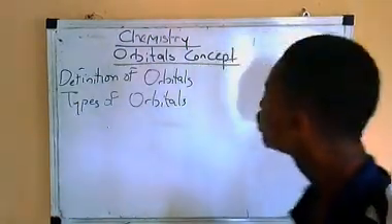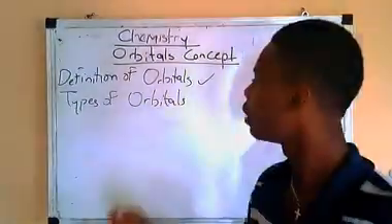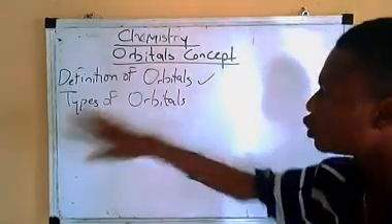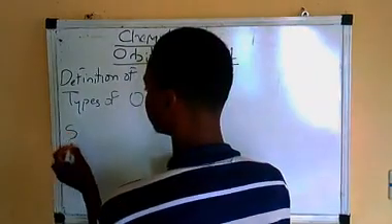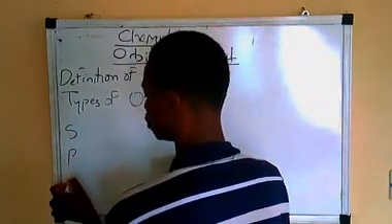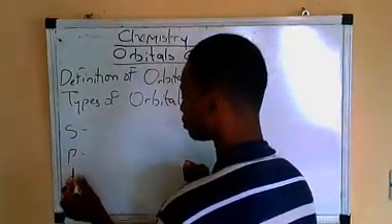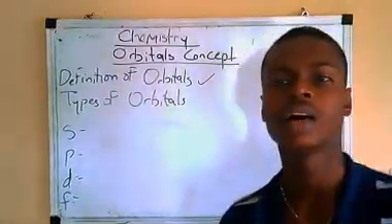Now let's go into the types of orbitals. We have the s orbital, the p orbital, the d orbital, and the f orbital.